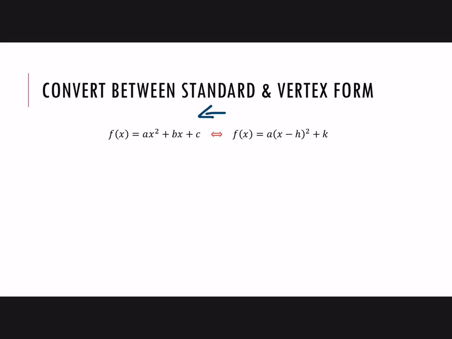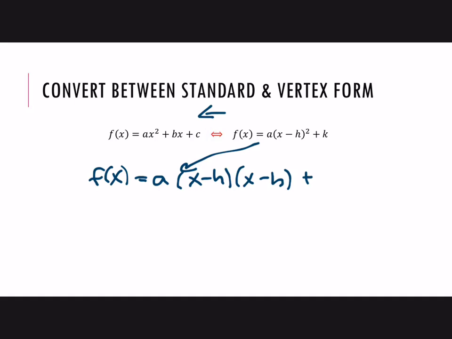All right. We're going to use order of operations to do this. So first I'm going to work with the exponent and multiply x minus h times x minus h. Alright, so this becomes a times x minus h times x minus h plus k.